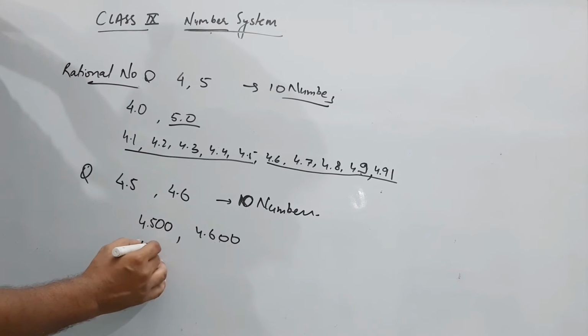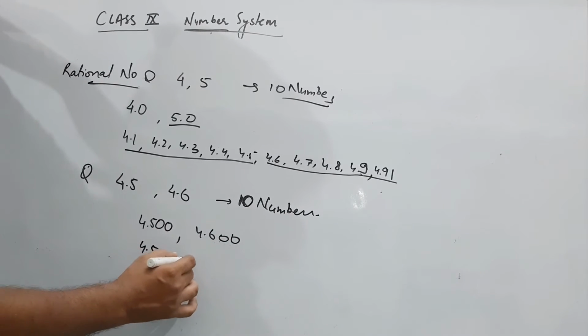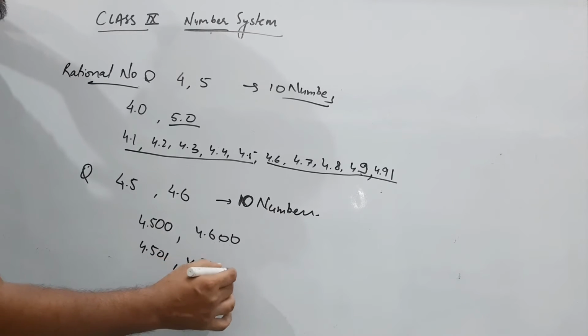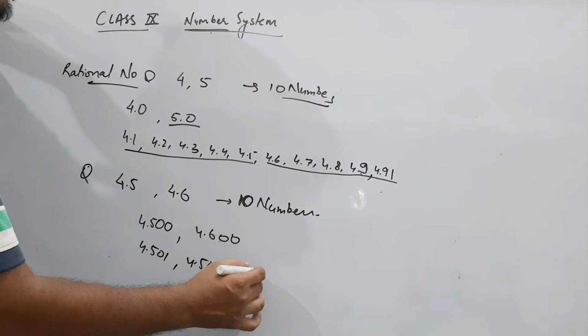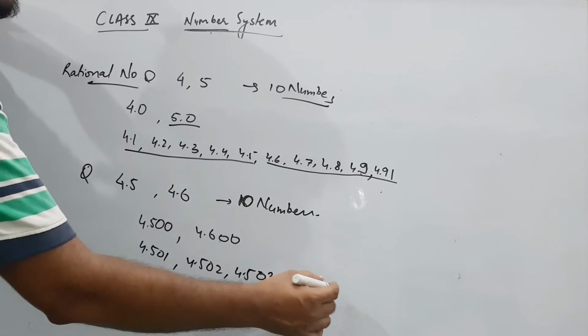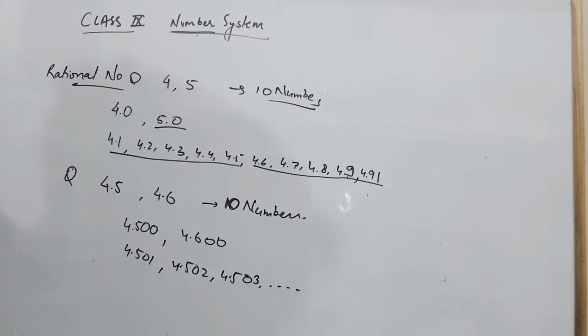So you can write 4.501, 4.502, 4.503, and so on. You can write down any 10 numbers between these two. I hope it is clear.